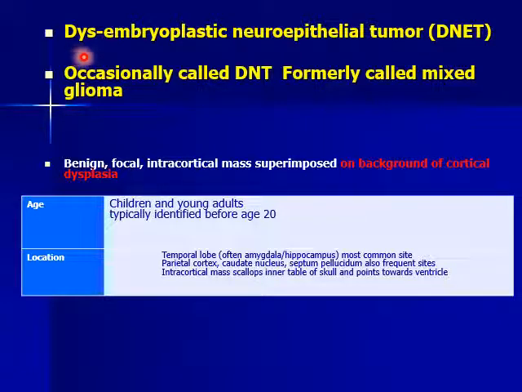This is the dysembryoplastic neuroepithelial tumor, which simply we call DNET. Some people call it DNT without E, and previously it was called mixed glioma. But this is the most famous name, DNET, dysembryoplastic neuroepithelial tumor. It is a benign focal intracortical mass superimposed on a background of cortical dysplasia. Usually we see them in children and young adults, typically before the age of 20.